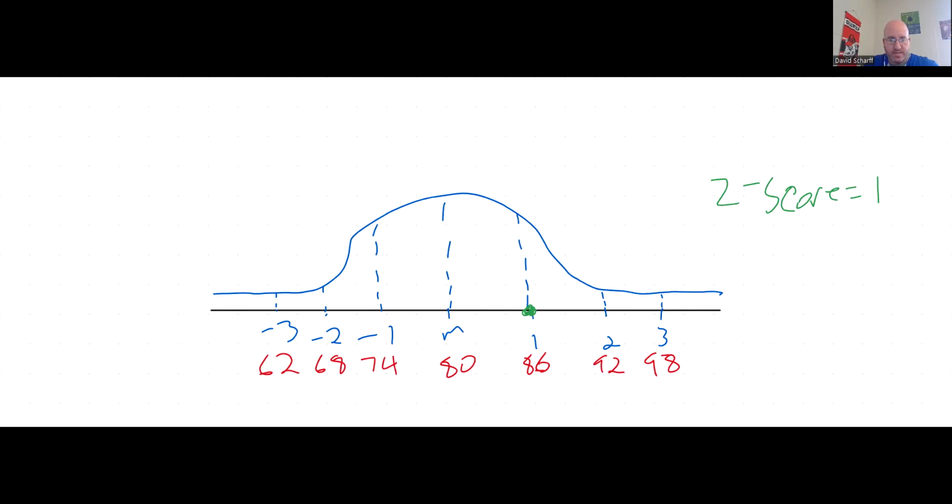If you had a 71, which is halfway between 74 and 68, your z-score would be halfway between -1 and -2, which would be -1.5. So with the normal distribution, we could do some basic data points and get some basic z-scores. But it's not always going to be this simple, okay?